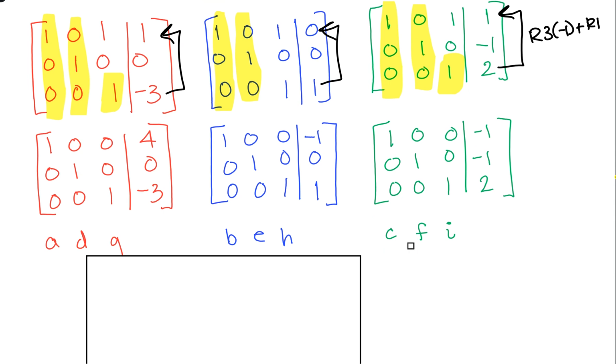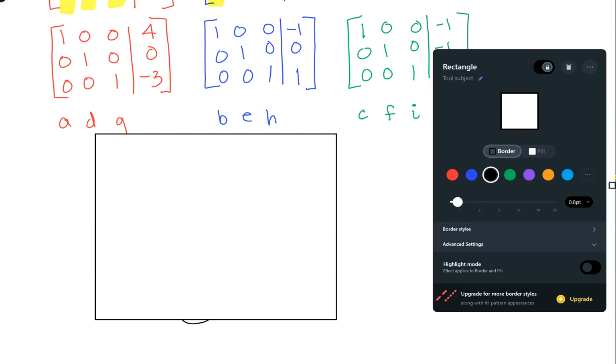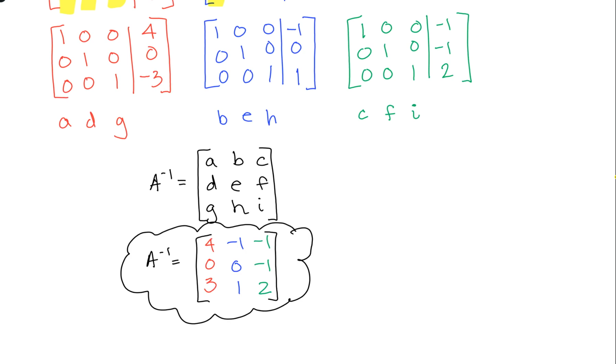Cool. So taking that information now, I can look at my inverse. I define my inverse as A, B, C, D, E, F, G, H, I. That was from the very beginning. And then I just plug in the variables that I got from each of my three systems, and I end up with the correct answer for my inverse.